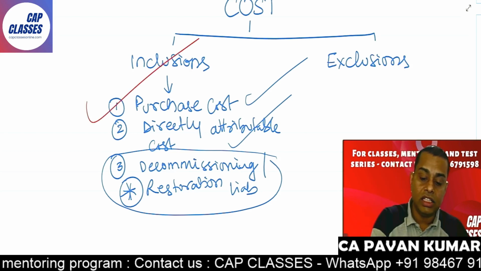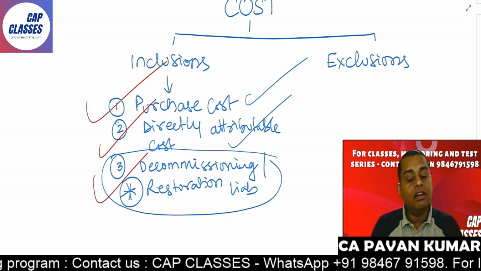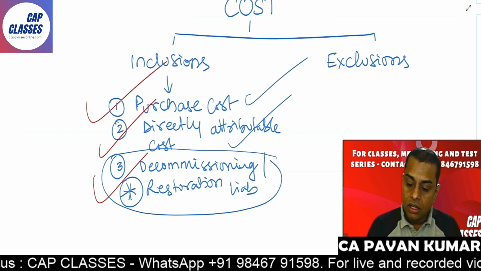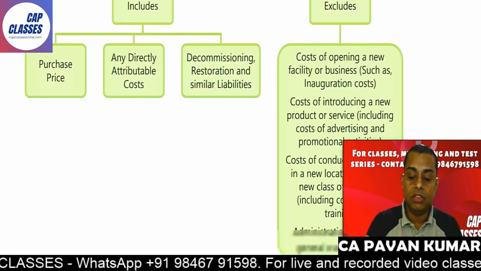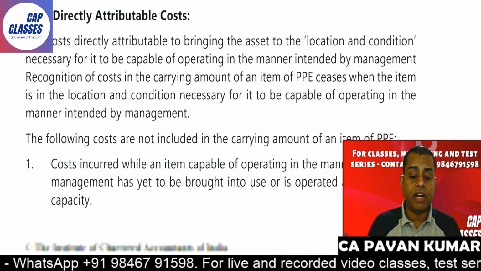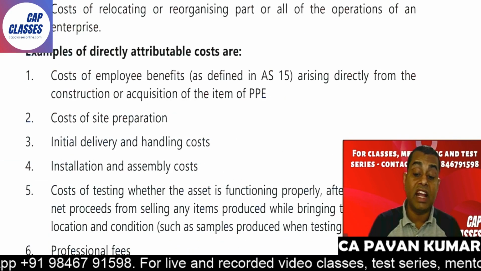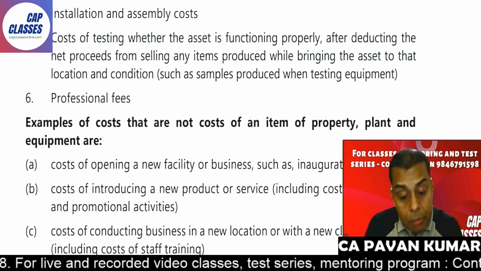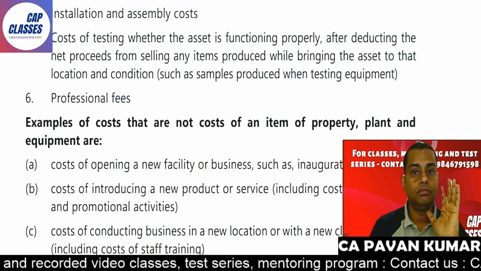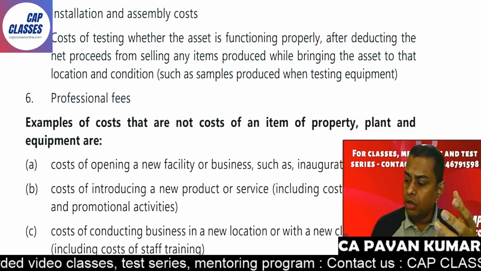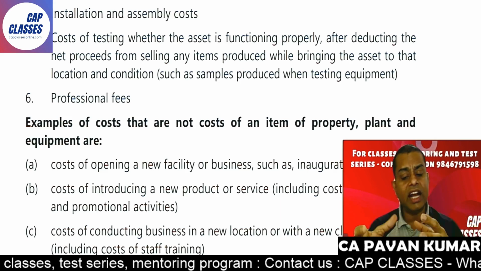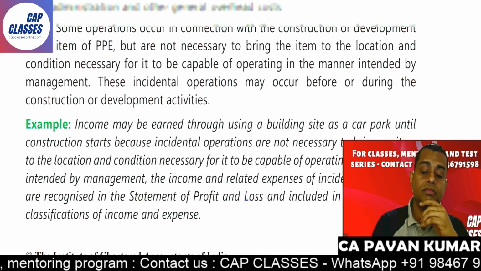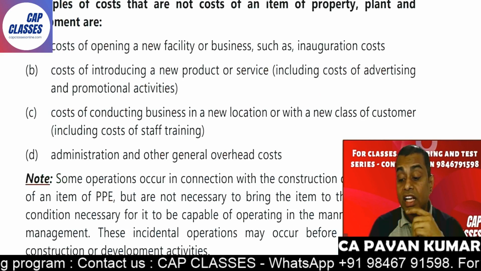Oh my God, that is 1, 2, 3, ladies and gentlemen. These are inclusions. Once you are thorough with inclusions, there is a lot of text to be studied. What is purchase price? What is directly attributable cost? They have given examples and examples of costs which should not be included. Very important. These are similar to your accounting standard 2. Even in your accounting standard 2 on inventory, you have studied these kinds of things. So all these things, and then decommissioning. Then we will go to exclusions.